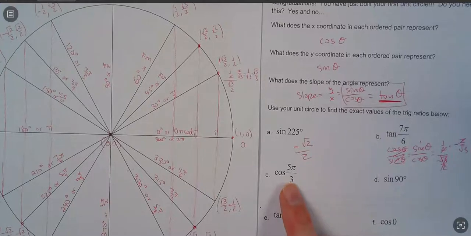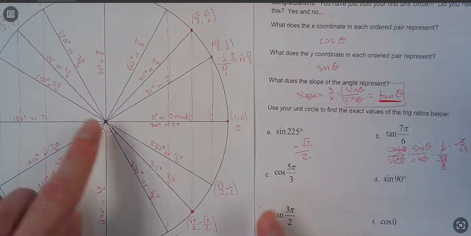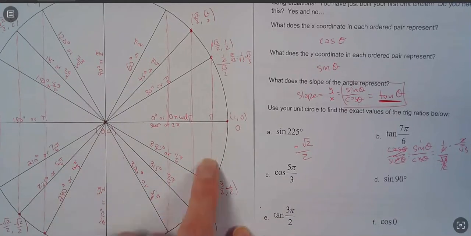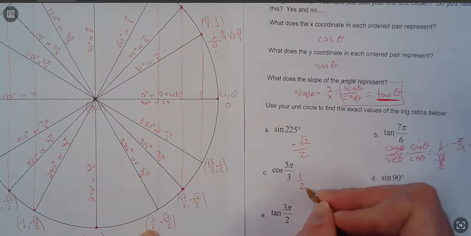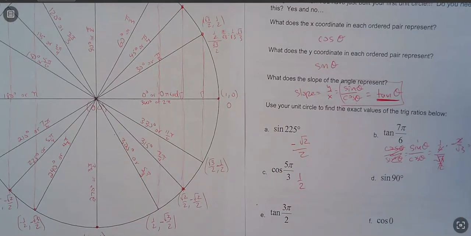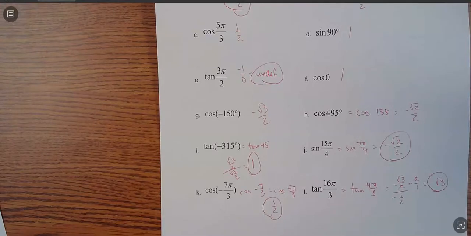Cosine of 5 pi over 3. So I'm going to go to 5 pi over 3. Now 5 pi over 3 is more than 1, so it's going to be on the bottom half of the circle. So 5 pi over 3, scan through, look for it. There's 5 pi over 3 right there. So if I want the cosine ratio, it's the x coordinate. Okay. I want you to go ahead and finish this. I'm going to pause the video and fill the answers in, and then you can check yourself as you go. Just because the video is getting long, pause the video, try to answer at least half of them, if not all of them, and see if you're doing it right.